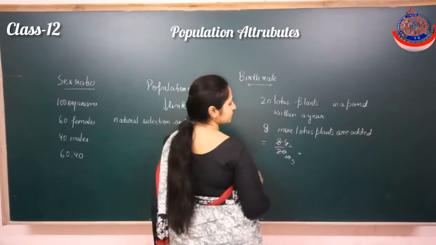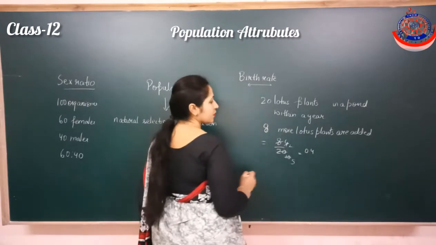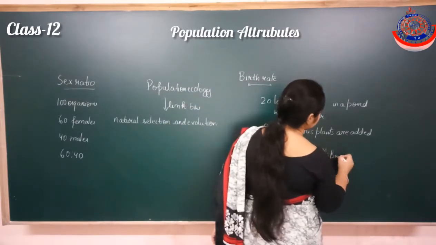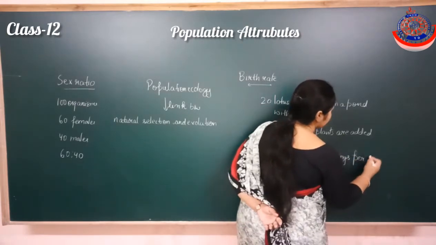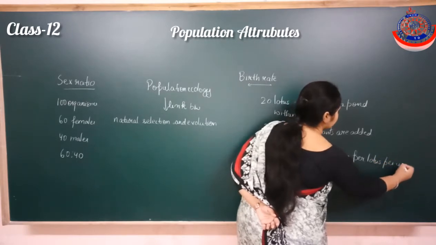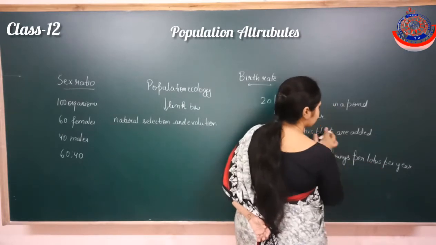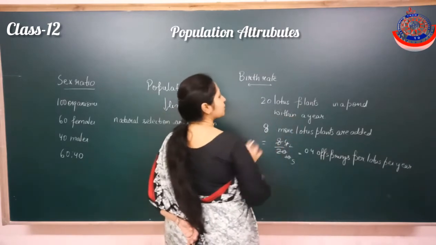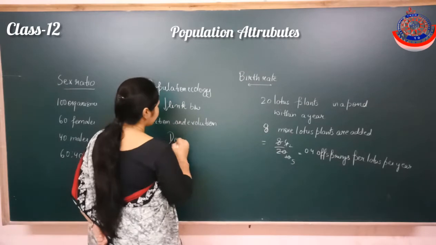Then what will come here? That is 0.4 offsprings per lotus per year. So you have to write this also. That is per lotus because it is a lotus plant, and per year because the time gap is within a year. And similarly death rate also we can calculate.